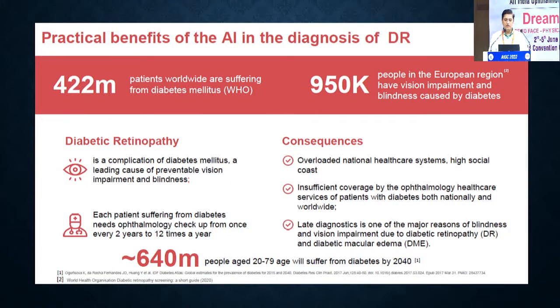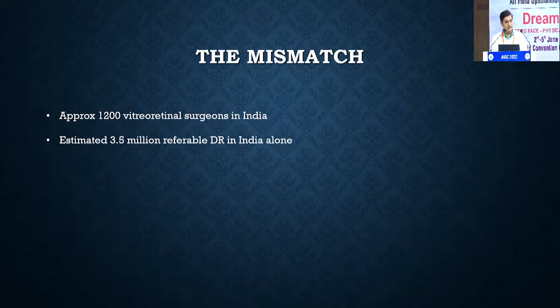When we talk of the humongous volume of diabetes on this planet Earth, we see that 422 million diabetics are already there, and we project to have 640 million diabetics in the working age group by 2040. And see this mismatch. We have 1200 trained vitreoretinal surgeons in India and an estimated 3.5 million referable diabetic retinopathy cases on this very date in India alone.